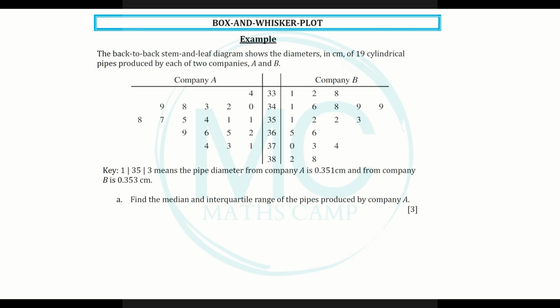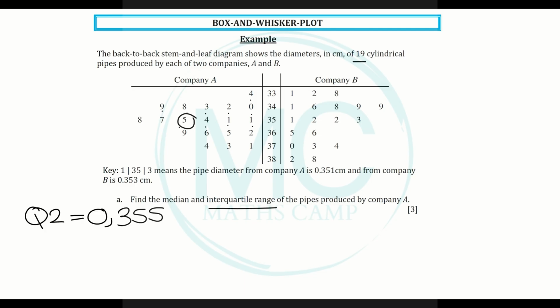There are 19 pipes. 19 is an odd number. So to find the position of the median, we say 19 plus 1, which is 20, divided by 2, which gives us 10. Now, for Company A, let's start with the lowest value and count 10. 1, 2, 3, 4, 5, 6, 7, 8, 9, 10. 355. So the median, Q2, is equal to 0,355.